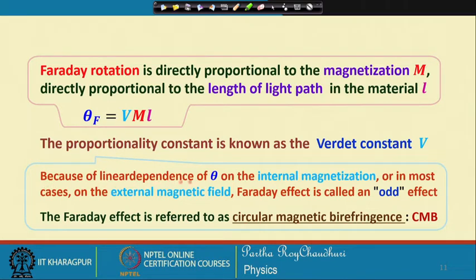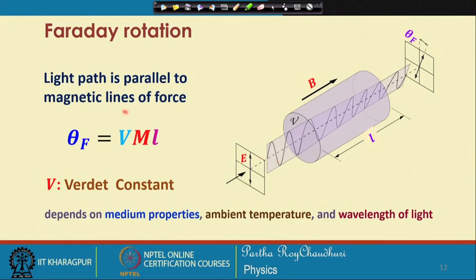Because of the linear dependence of theta on the internal magnetization, or in most cases on the external magnetic field, Faraday effect is called an odd effect, because the rotation is linearly proportional to the magnetization m or the magnetic field B. So, it is linearly proportional. The Faraday effect is referred to as the circular magnetic birefringence or magnetic dichroism, CMB.